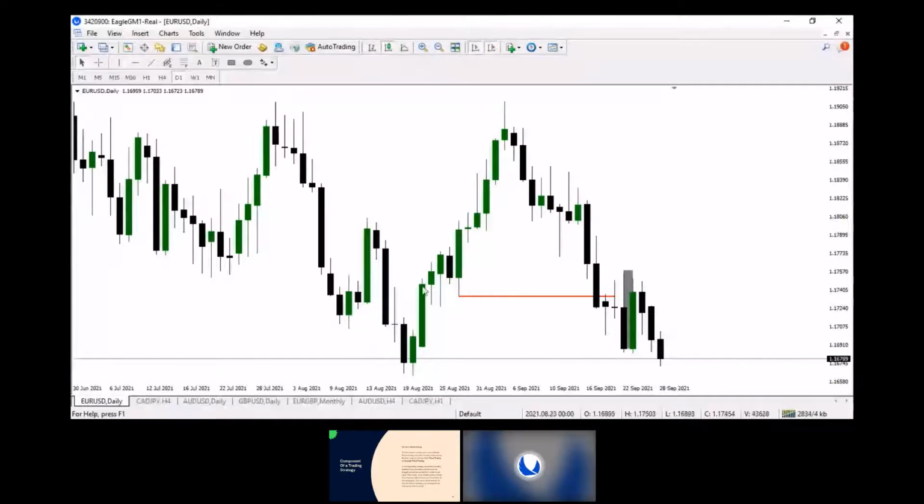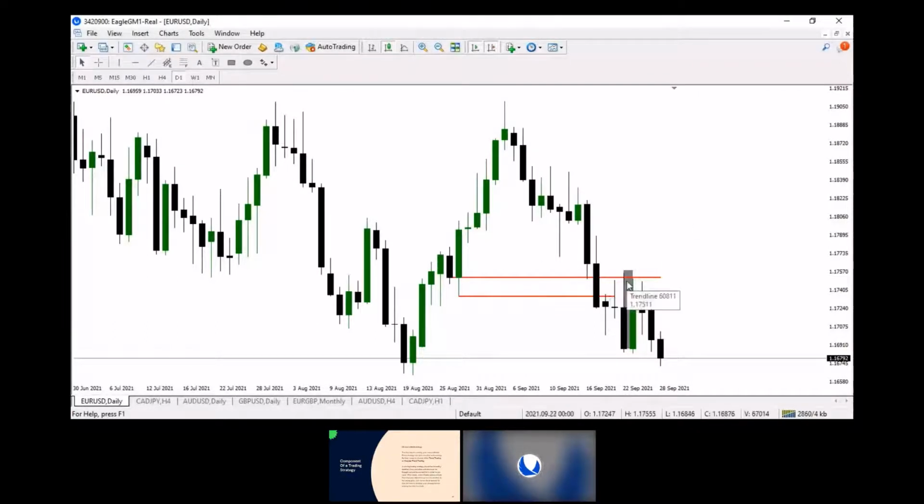We had this impulse, correction, then impulse. This was my breaker block. Right there, this was my breaker block. So I knew price still had a retrace up. We broke structure. We needed to retest before continuing down.